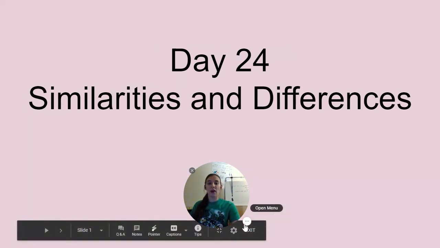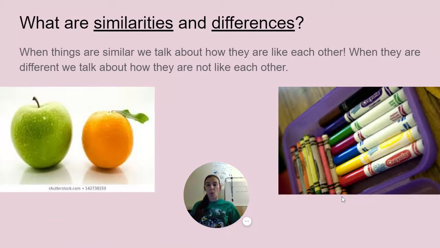Okay, so let's start first by talking about what similarities and differences are. When things are similar, we talk about how they are the same as each other, how they are like or alike to each other. When they're different, we talk about how things are not like each other, how they are not alike.